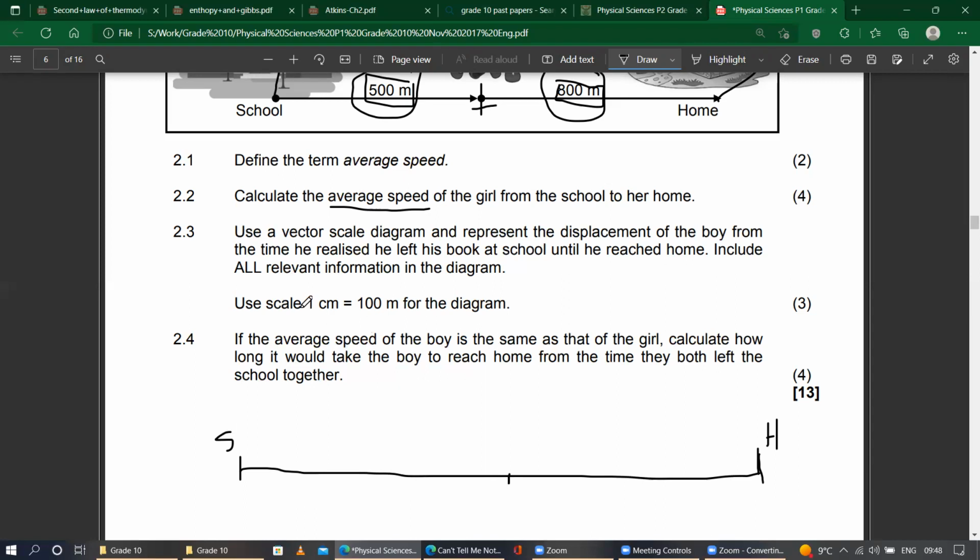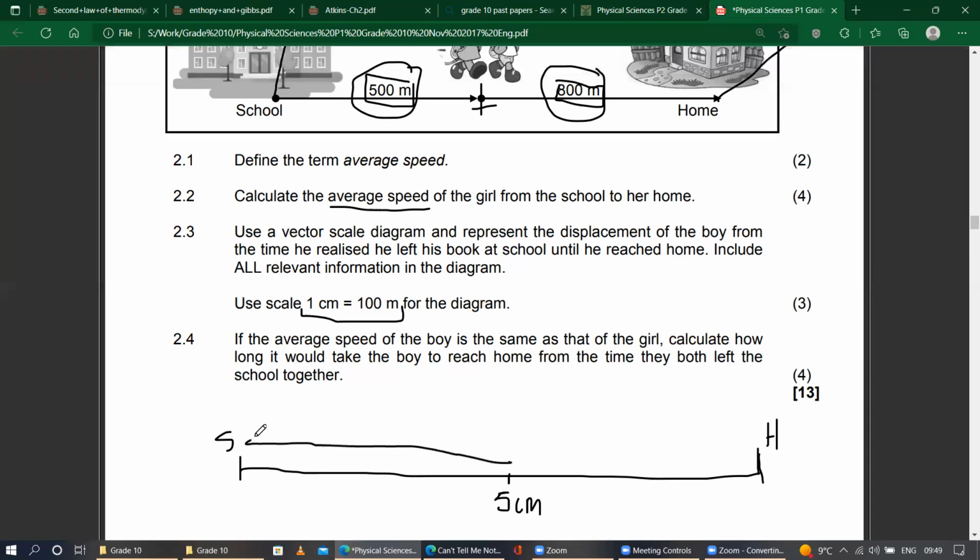Yeah. So I'm just gonna use this scale for you to get a better idea of what's going on, right? So this should be like 5 centimeters when you're drawing it down. So at 5 centimeters, that's where he realized that he left his school bag. So from 5 centimeters, he goes back to school, right? Yeah.